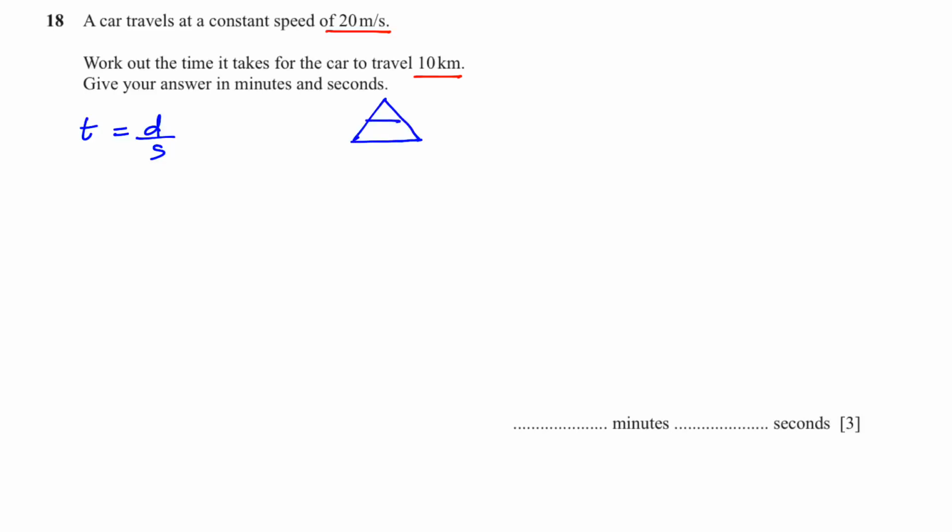You need to know this triangle: distance, speed, and time. And you need to know how to use this triangle. If you want to find time, you cover time. What are you left with? Distance over speed. Let's write down our distance, 10 kilometers, and our speed is 20 meters per second. Before I move forward with solving this question, I must have the same units. This is meters and this is kilometers, so I have to change the kilometers into meters.